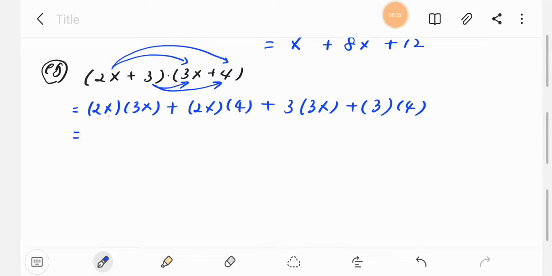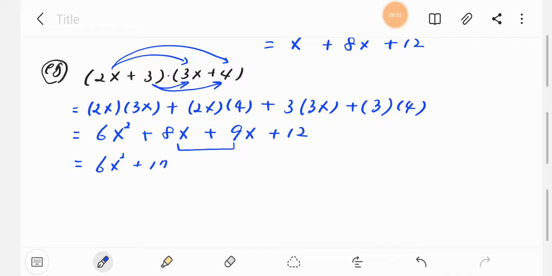Okay, so that is equal to 2 times 3 is 6, x times x is x squared, 2 times 4 is 8x, 3 times 3 is 9x, plus 12. And then combine the like terms. These two are the like terms, right? So 6x squared plus 17x plus 12.